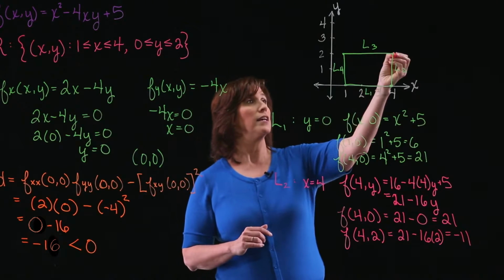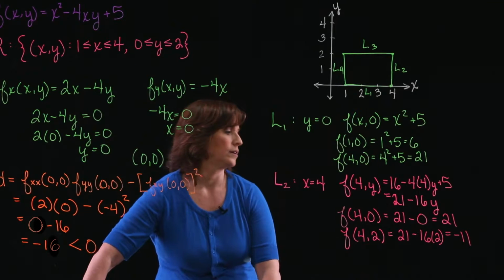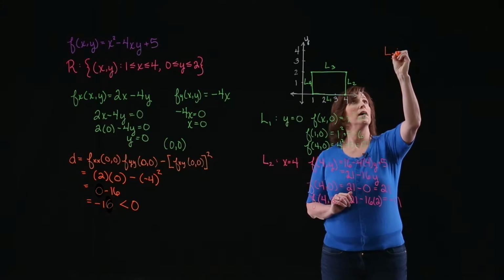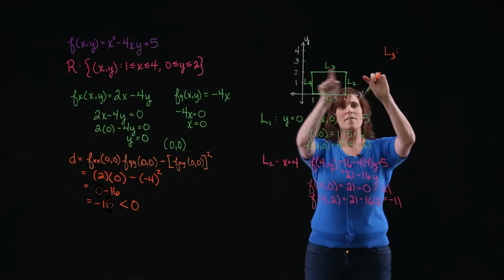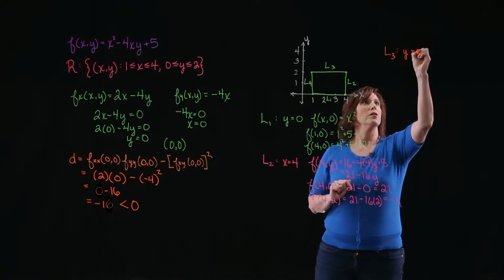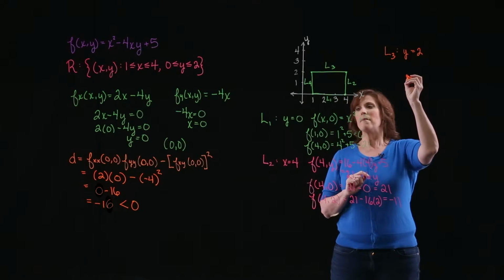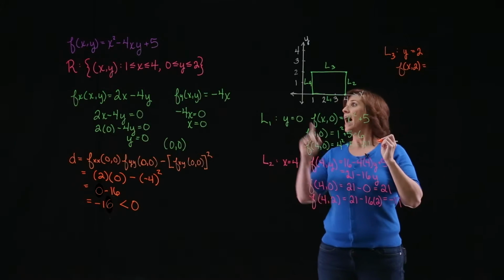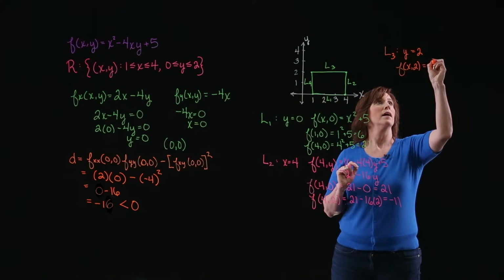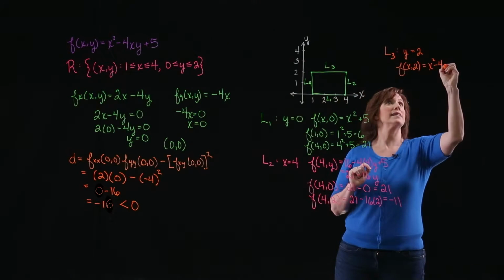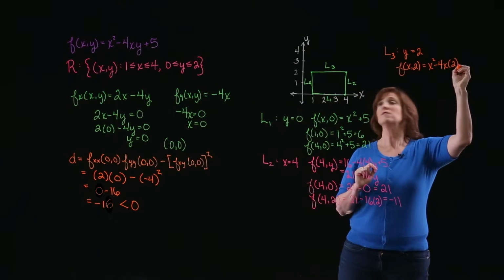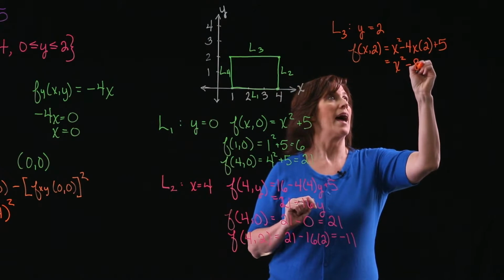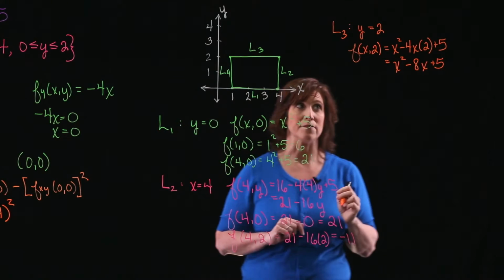All right, now I need to look at line 3. So let's go ahead and take a look at L3. If I look at L3, notice that the y value will always be equal to 2. So I can rewrite my function as f of (x, 2). And now it's going to look like x squared minus 4 times x times 2 plus 5. So this reduces to x squared minus 8x plus 5.